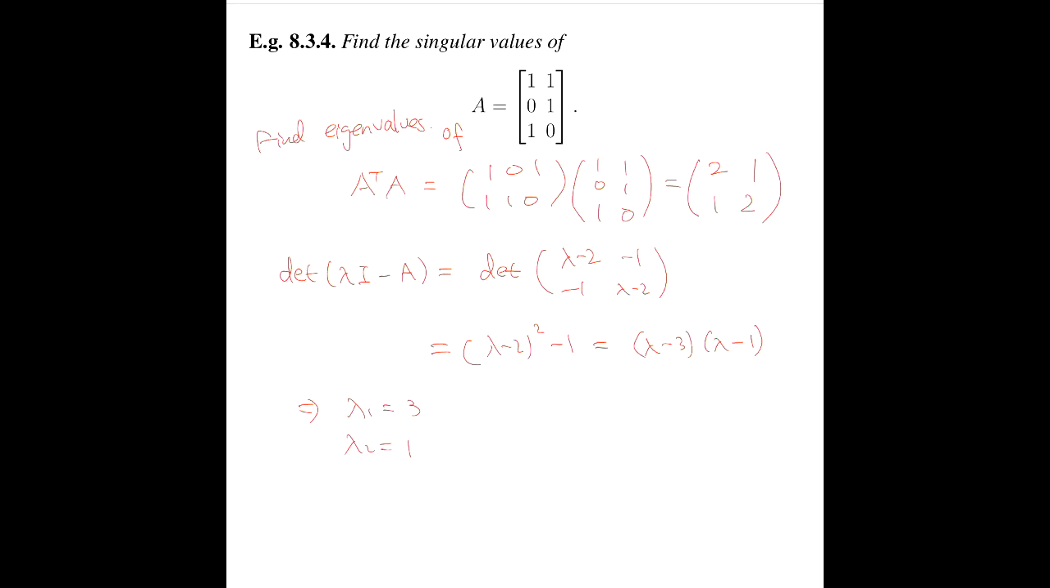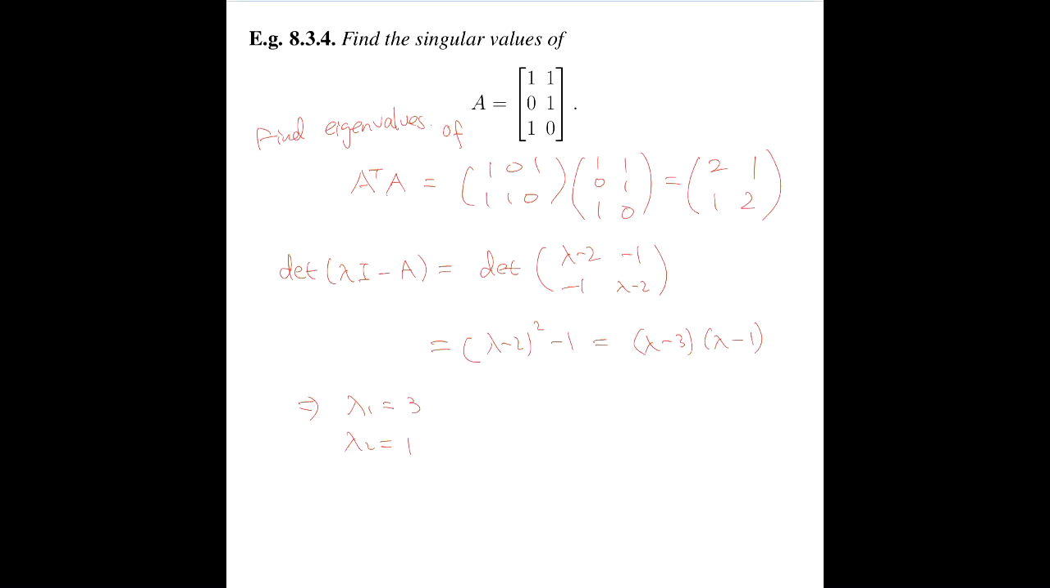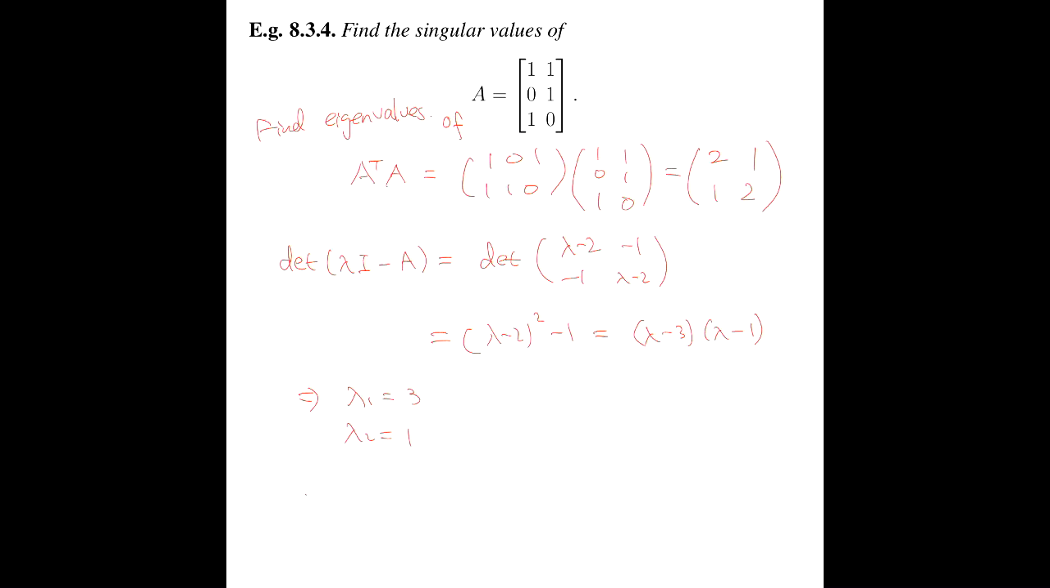So find the eigenvalues of A transpose times A. The singular values are just the square root of them. Square root of 1 is just 1. Hopefully everyone knows how to find the singular value of a matrix. And as you can see here, these matrices don't have to be square.